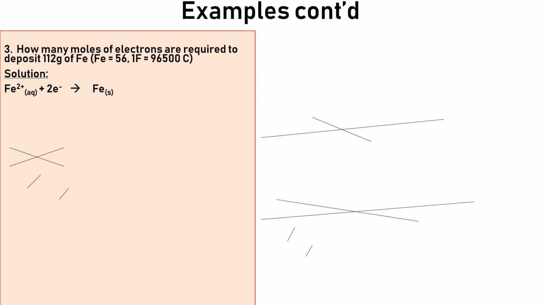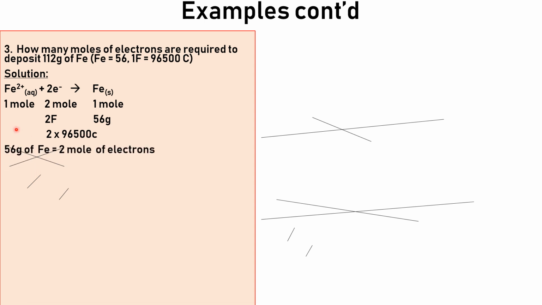Iron ion, we gain 2 moles of electron to form metallic iron. 1 mole of iron ion, we gain 2 moles of electron to form 1 mole of metallic iron. So 2 moles of electron is equal to 2 Faraday and 1 mole of iron is equal to 56 grams. So what do we have? 2 Faraday is equal to what? 2 times 96,500 coulomb, because 1 Faraday is 96,500 coulomb. So what I need to do is to write it out. From this equation, I can see that 56 grams of iron requires 2 moles of electrons.